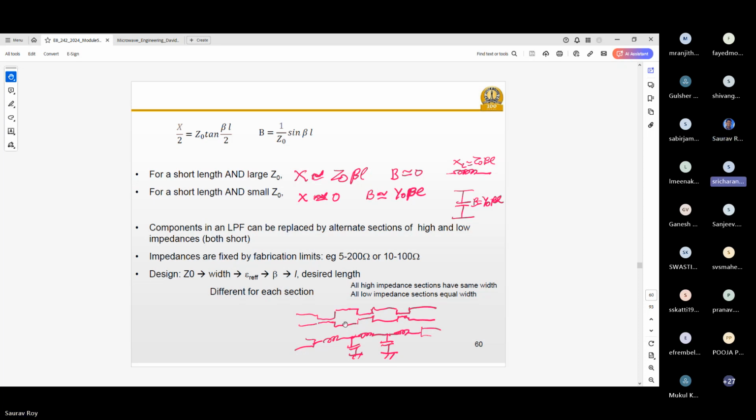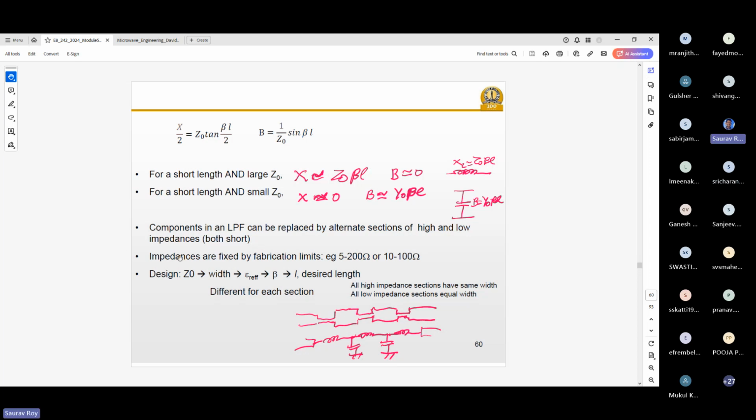Yes, correct. But there are some limitations, right? Because these lines you cannot make indefinitely thick, and the thinner lines you cannot make as thin as you want, right? Correct, there will be some limitation with respect to the manufacturing. Manufacturing, yes, correct.